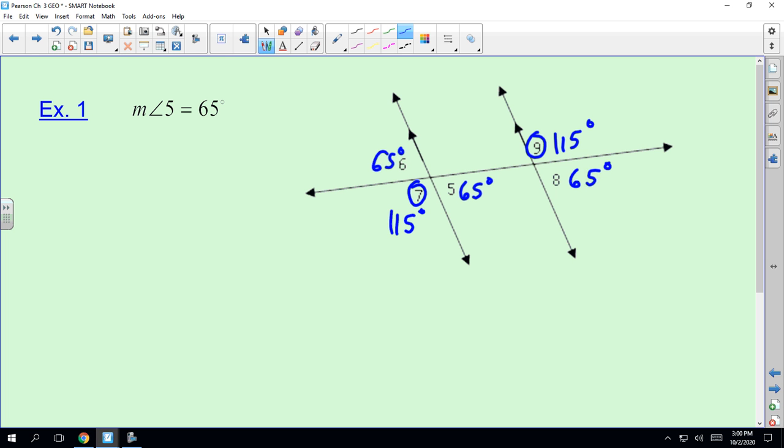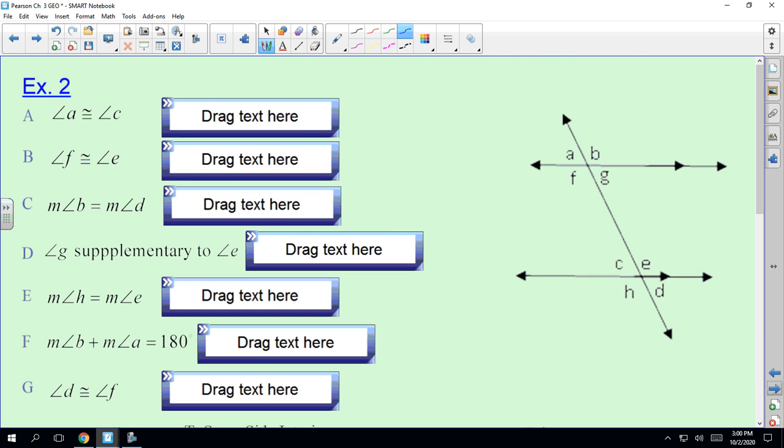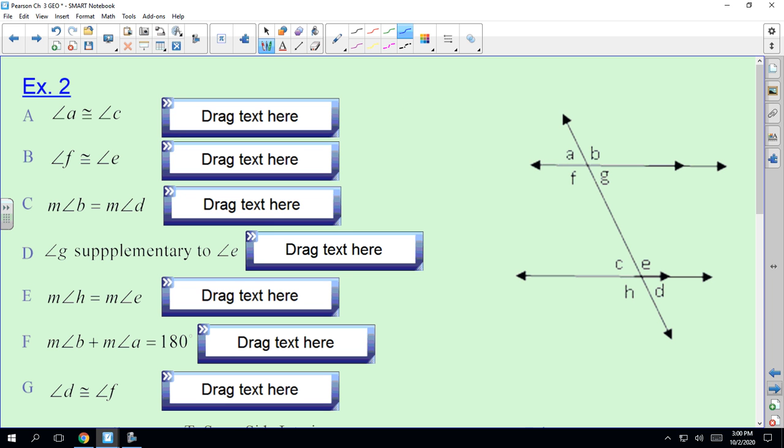So you can use these postulates and theorems combined with linear pairs and vertical angles to find the missing angle measurements when the lines are parallel. Notice the lines are parallel here and here. All right, it's a little practice one here. Let's do some of this. So this says A is congruent to C.